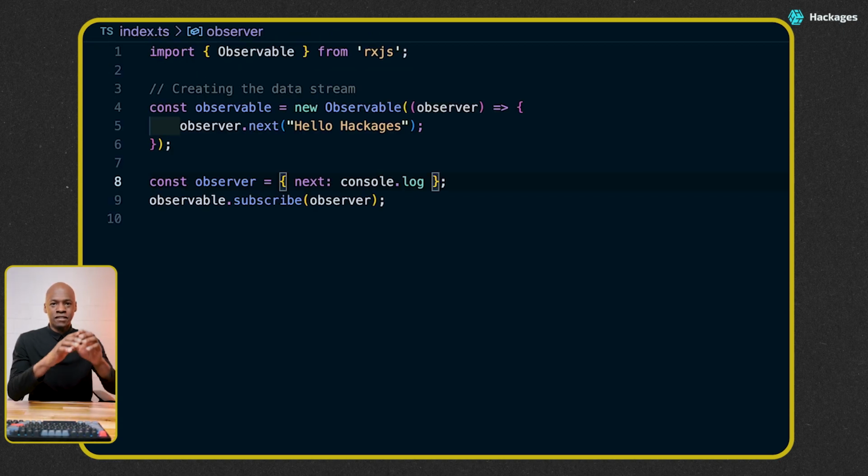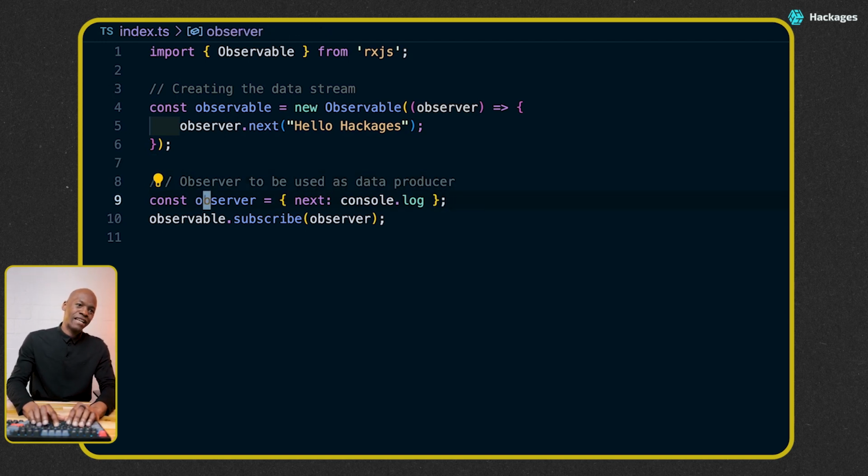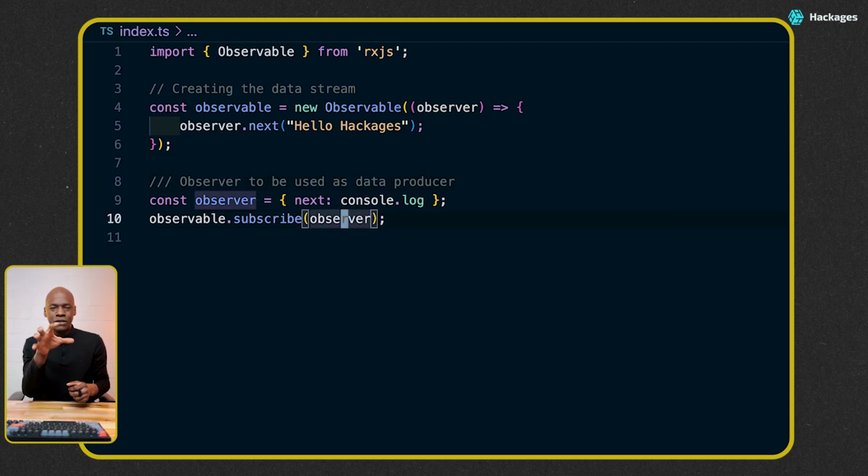We're kind of coming together with the keywords that we mentioned. We created a set of data here. We then create an observer to be used as data producer, so it's going to help with the production of data. And then it produces data with all these keywords there. And then we have the subscribe that is happening there. So now we've covered 3 of the main keywords: data stream, observer, and subscribe.